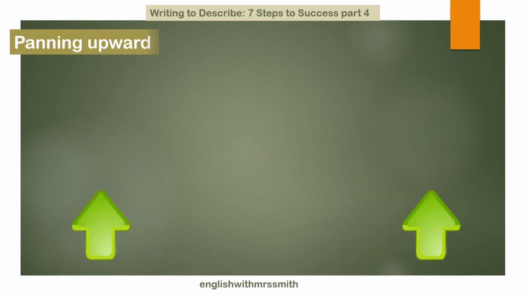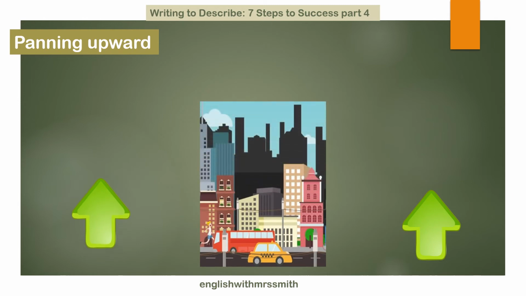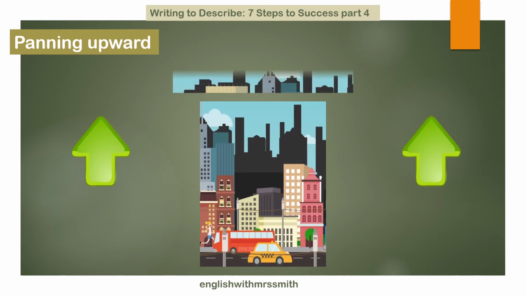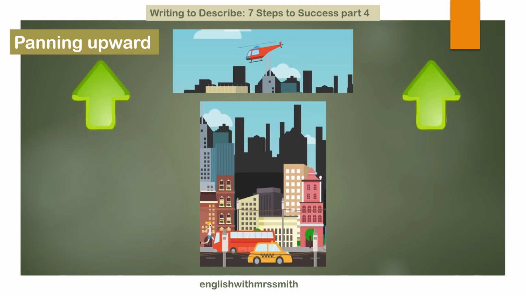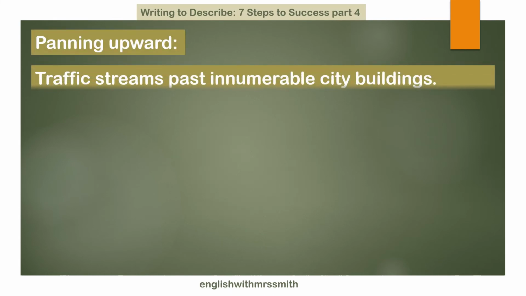Think of how you could arrange a description of a city if you are going to pan upward from the bottom. We would start here maybe with the taxi, the bus, and then pan up towards the buildings behind. Look up again and there are high-rise apartments behind those buildings. We can move higher still by shifting our focus up towards the sky and the helicopter. Let's see how this would work in a written description using the upward panning.